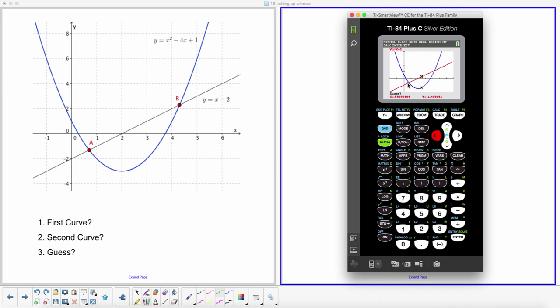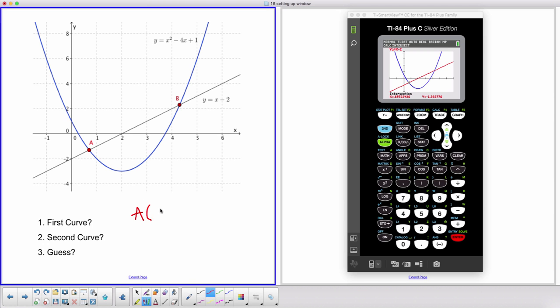So I moved the cursor to this location, pressed enter, and I find that the intersection coordinates are 0.697, correct to 3 significant figures on the x, and negative 1.30 on the y.